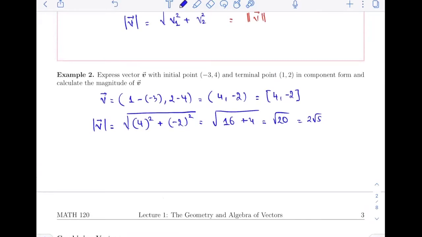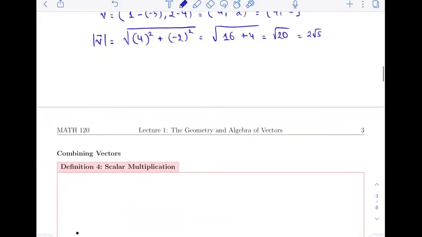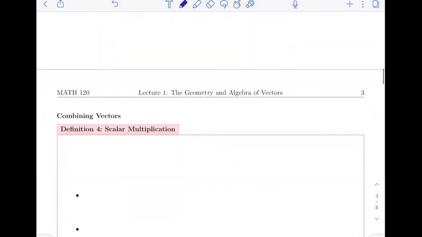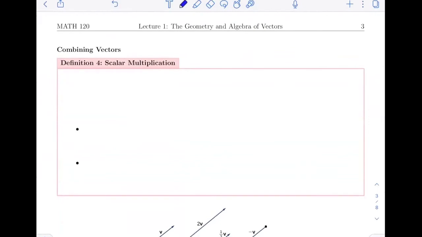Now you can combine different vectors together, right? That's where we are able to perform basic vector operations. The first thing that we can do is scalar multiplication. And then later we have vector addition and vector subtraction. So for scalar multiplication, I would like to consider the vector v and the scalar k.